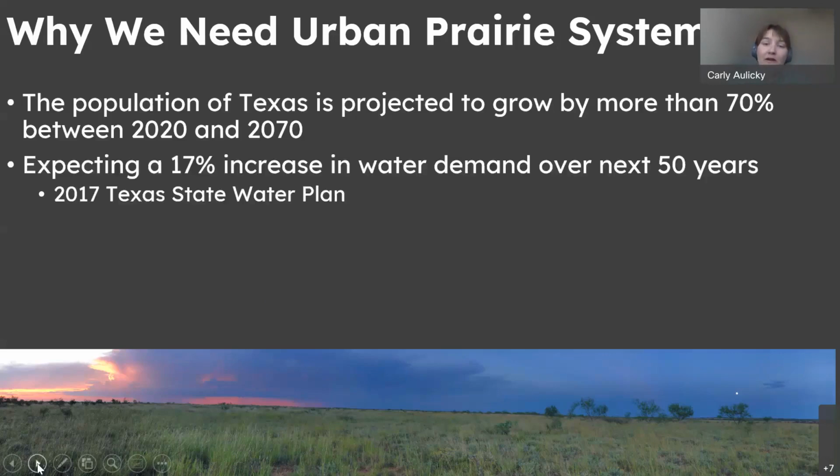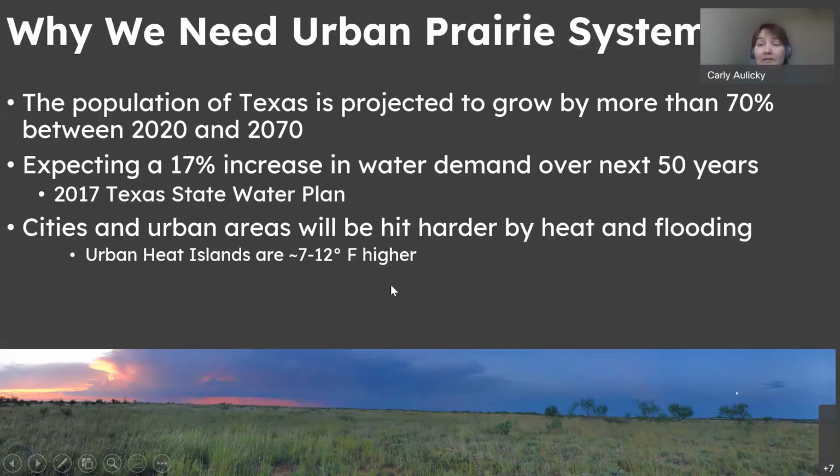And part of the reason for that is just from human interest. With an expected 17% increase in water demand over the next couple of years with this expansion and development, it's going to be really important that we have ecosystems and the plant communities to be able to capture that water and put it back into our drinking supply.